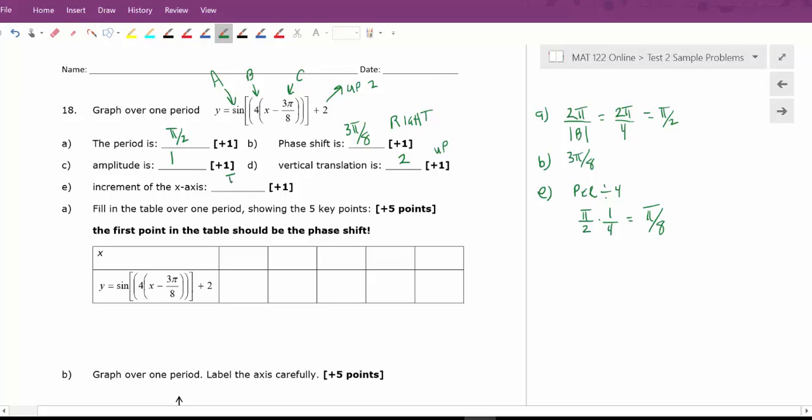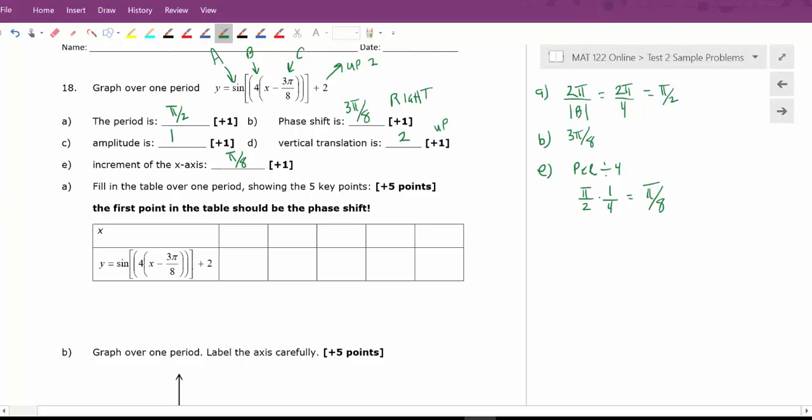So that's going to tell you, when we make this table out, we want to count by pi over 8. Now, what I want you to do on this, my directions of this problem say start at the phase shift. So we're going to start at 3 pi over 8, and then we're going to count up by pi over 8. So we're going to go 3 pi over 8. You can actually just kind of start this way if you want to. 0 pi over 8, 2 pi over 8, 3 pi over 8, 4 pi over 8, and so forth. 5 pi over 8, 6 pi over 8, 7 pi over 8, and so forth like that.